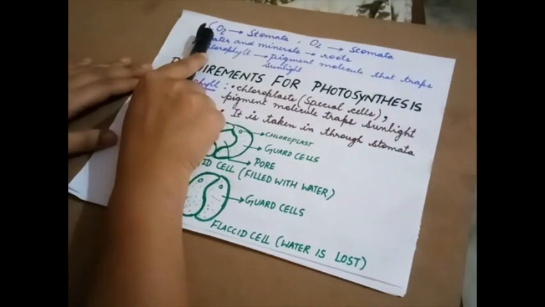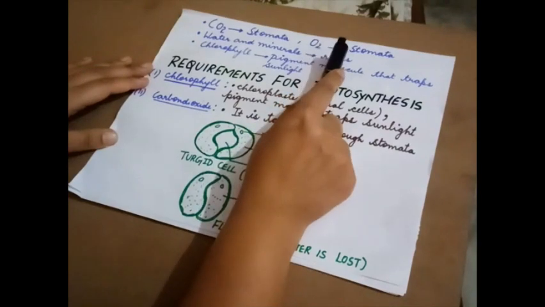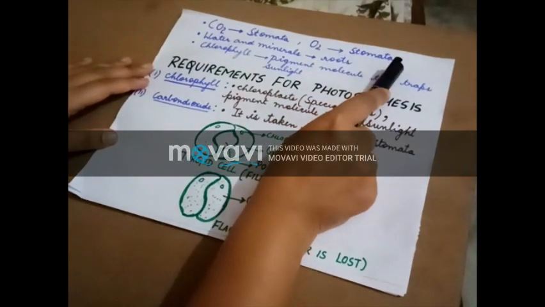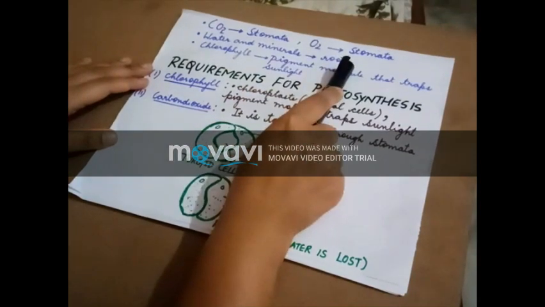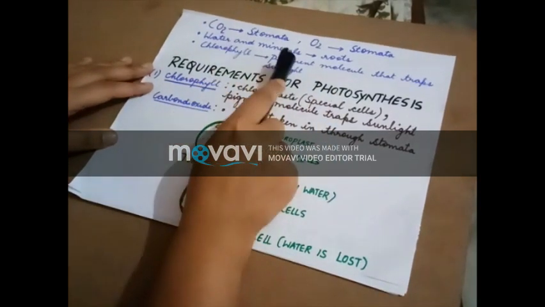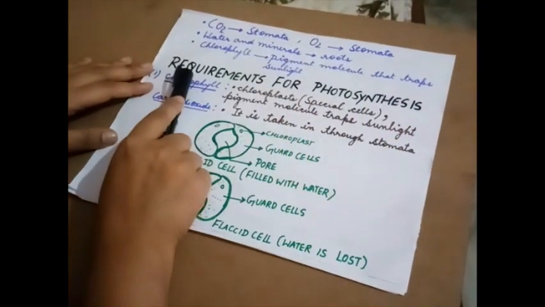How does a plant take in carbon dioxide? Through tiny pores known as stomata, which are present on the leaf. Oxygen is given out through the stomata as well. Water and minerals are absorbed by the roots. Chlorophyll is a pigment molecule that traps sunlight.